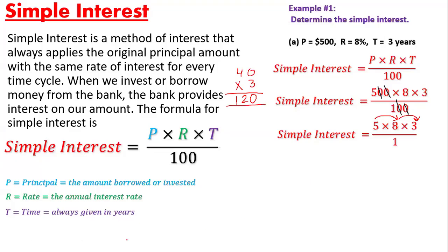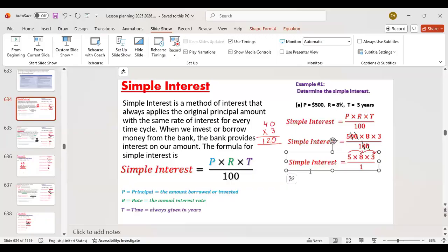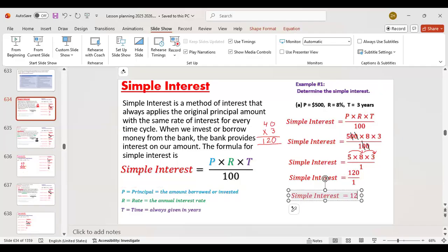120. Very good. So that means that the simple interest is 120. So simple interest is going to be 120 over 1, which is just 120. And that's it, that's the simple interest.